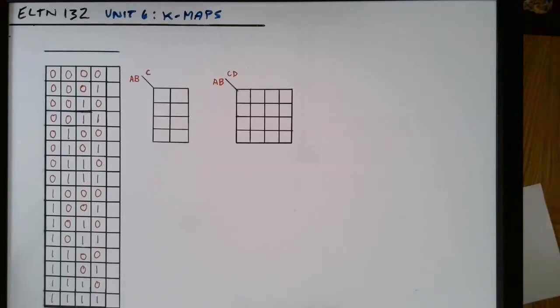So this is Unit 6 in ELTN 132, Karnaugh maps, or K-maps, depending on how you pronounce it. Often it's just abbreviated K-maps. And we've already looked at a couple of ways of reducing and optimizing digital logic circuits using Boolean algebra and De Morgan transforms, and just even looking at circuits and figuring out ways to reduce them.